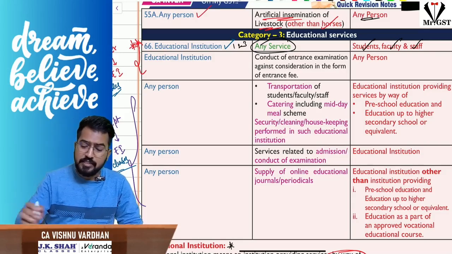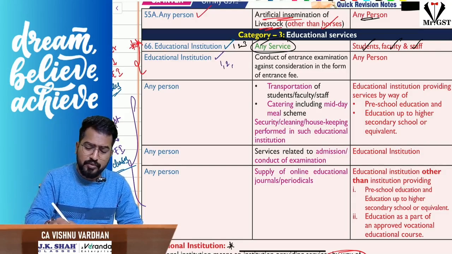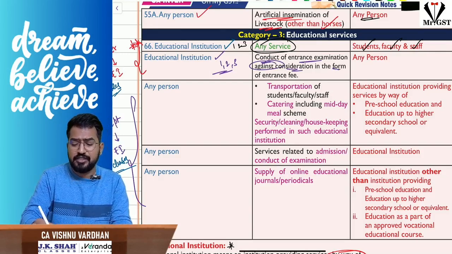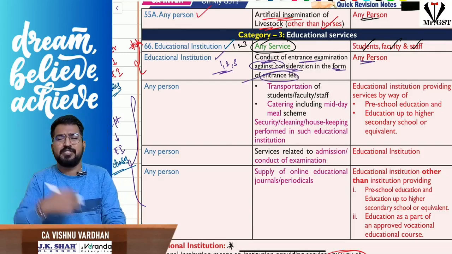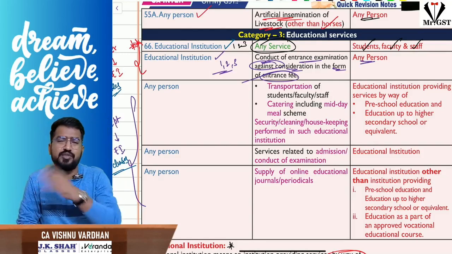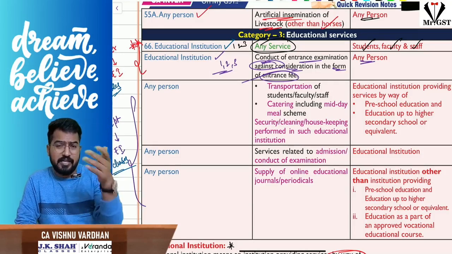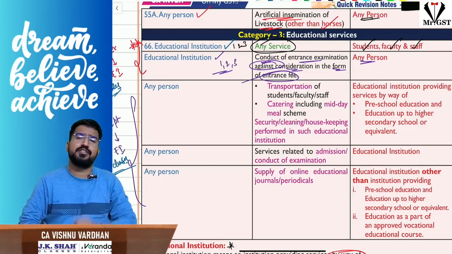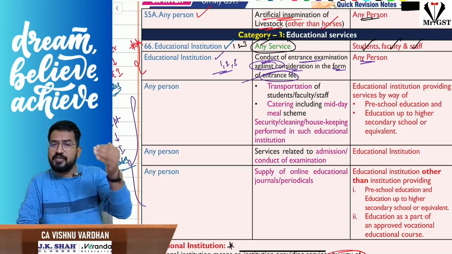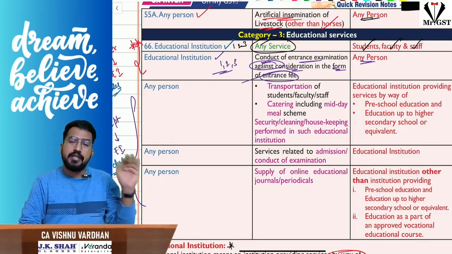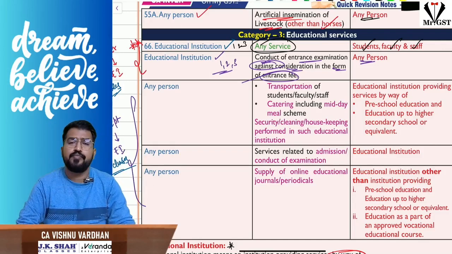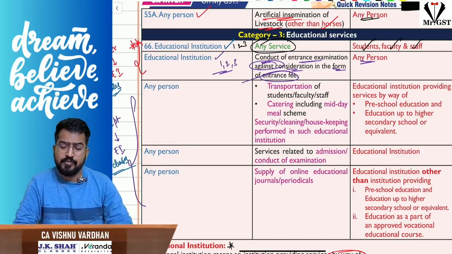So the next one, sir: if you are an educational institution, maybe again 1, 2, 3, whatever it is, you are conducting an entrance examination against a consideration in the form of entrance fees to any person. Sir, in the previous entry you told any service to students is exempt under GST. Now again you are saying conducting an entrance exam is exempt. The entrance exam is for outsiders who are not yet their students. The previous entry is for students; the next entry is an entrance exam for outsiders who want to become students. So that is exempt under GST. Hope it is clear for you.